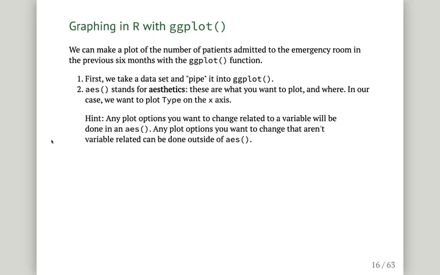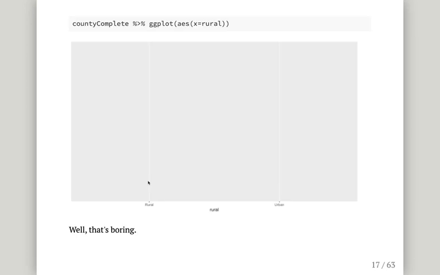The way ggplot thinks is this. So first we take a data set and we pipe or send it into the ggplot function. That's our input. Within the ggplot function, we want to set some aesthetics. These are variables that you want to plot and where. So maybe we want to plot rural-urban status, for example, on the x-axis. Going forward, anything that you want to change related to a variable happens in those aesthetics. And we'll see what this looks like next.